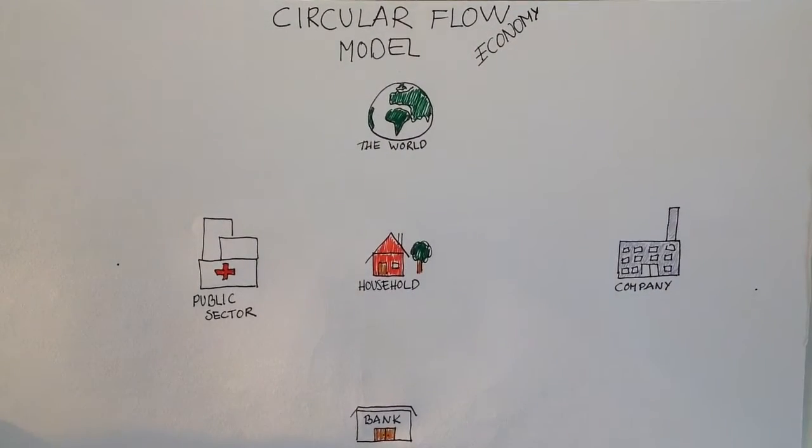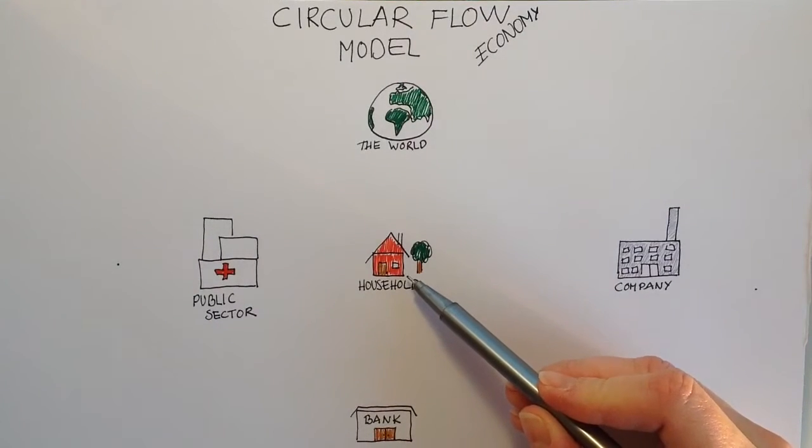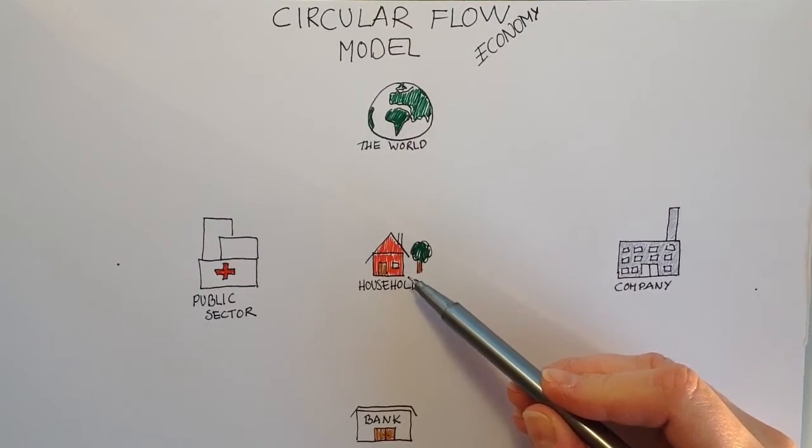Welcome to this little lecture on the circular flow model. We're going to talk about this picture. We're going to start off here in the middle with a household. A household is made up by people.